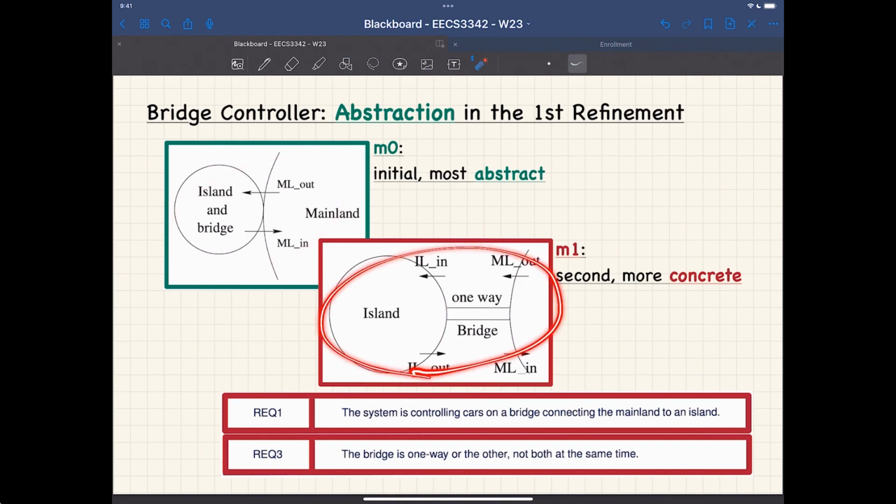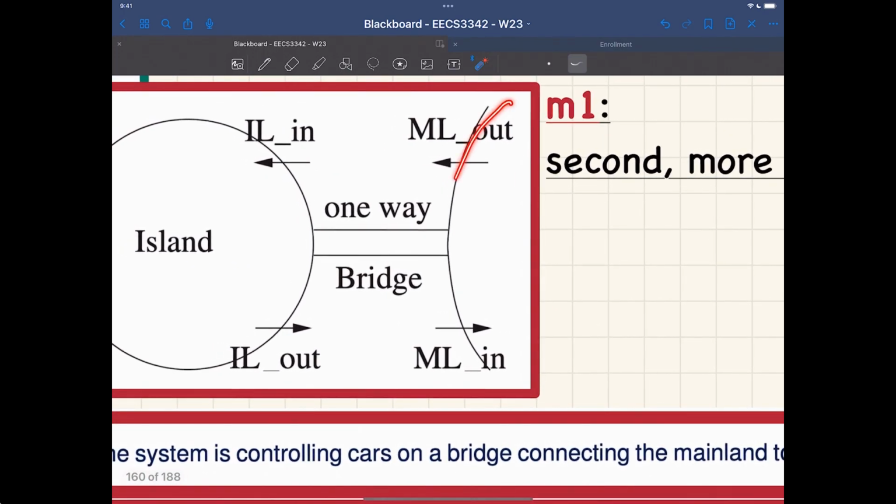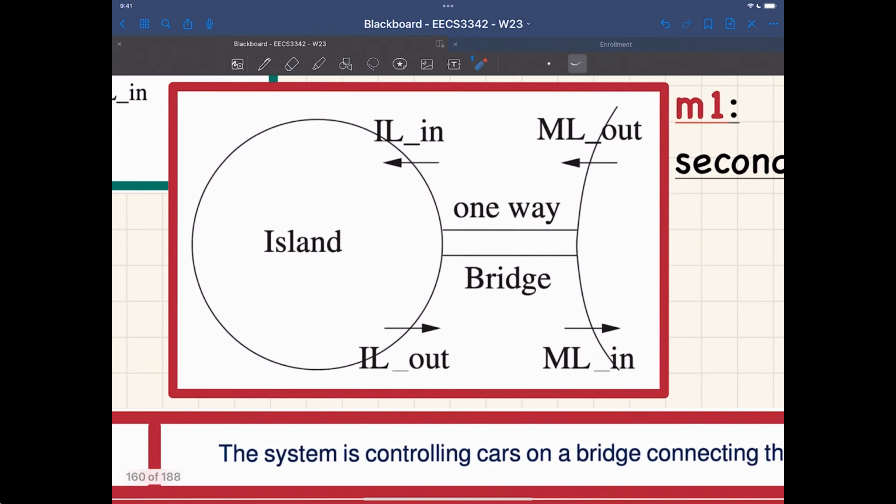Okay, let's see over here. If I look at this diagram, you have the island here, you have the bridge over here. They are being made separate notions. And also you have the mainland over here as well. And then you remember ML out and ML in, right? Now we have also introduced two new events. There may be a car going from the bridge into the island. That's going to be denoted by IL in events. You may have one car that's going to leave from the island onto the bridge so it can go back to the mainland. That one is going to be denoted by IL out.